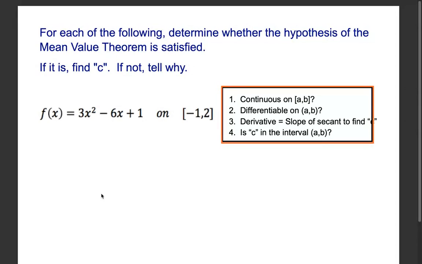So our first function that we're going to look at is a quadratic function. f(x) equals 3x squared minus 6x plus 1. And we are going to focus on the closed interval between -1 and 2.